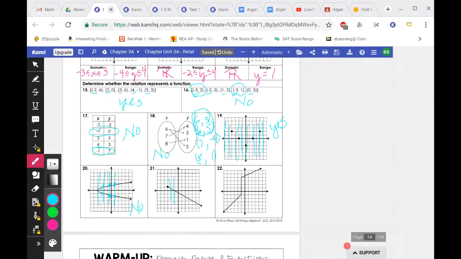Now on this one, I'm drawing my vertical lines, and this one looks like it's going to pass all the way through, so it is a function. Well, this one definitely is not going to pass, because that is a vertical line on that section of the graph. So no.